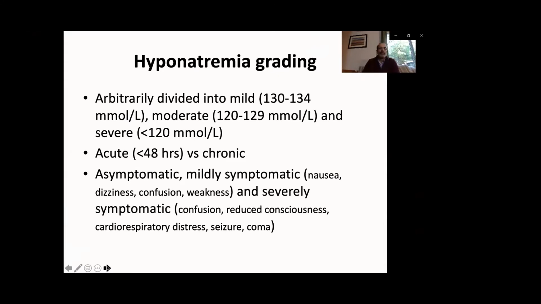So depending upon the symptoms, which I have illustrated, mildly symptomatic would be a bit of nausea, perhaps dizziness, weakness, some confusion, and severely symptomatic, essentially going from confusion all the way to cardiorespiratory distress, coma, and death.